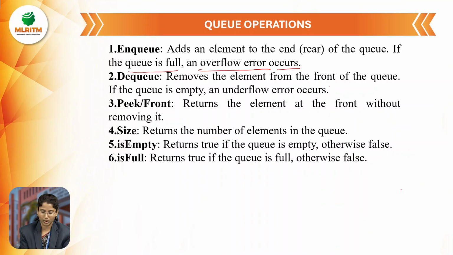The next operation is peek operation. It returns the element at the front without removing it. The next operation is size operation. It returns the number of elements in the queue. Next is empty operation. It returns true if the queue is empty, otherwise false.